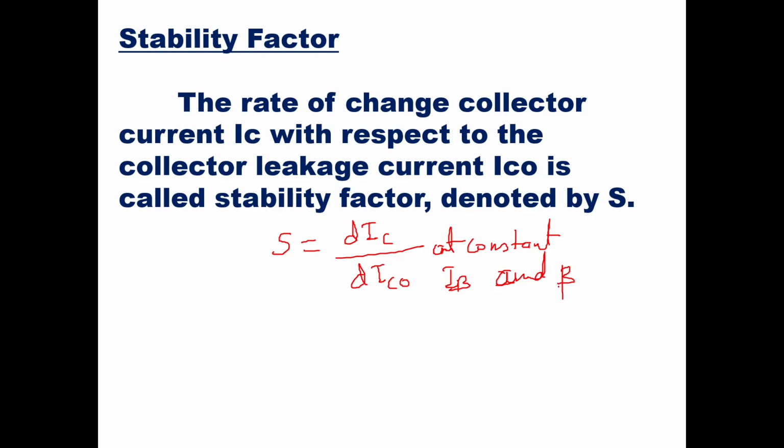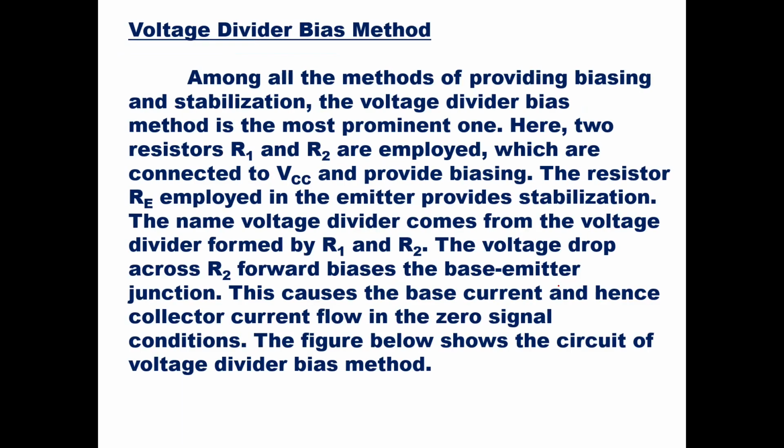Okay, so this is your stability factor. The stability factor indicates the change in collector current IC due to the change in the collector leakage current ICO. Okay, now this is the definition of stability factor in stabilization. Then we'll go to see what we mean by voltage divider bias method.